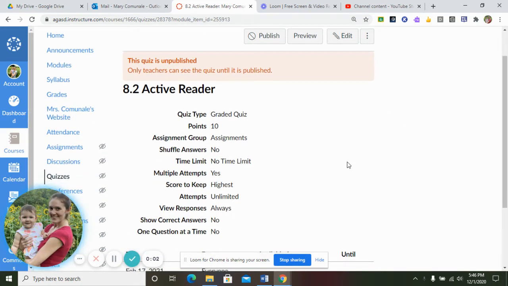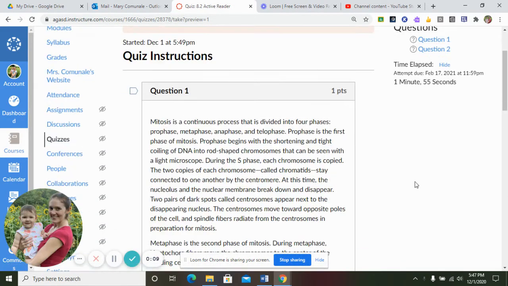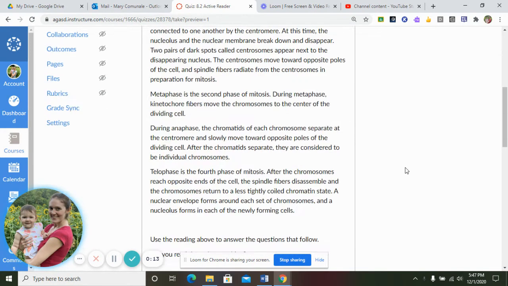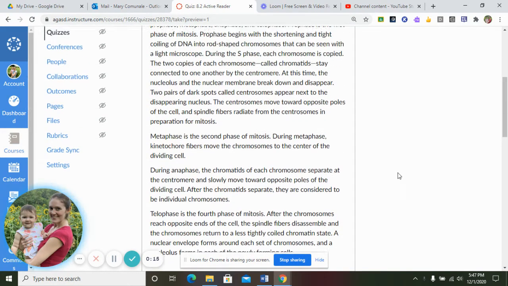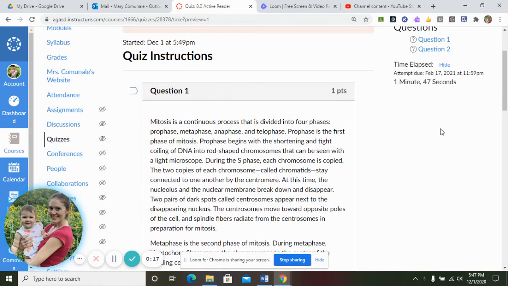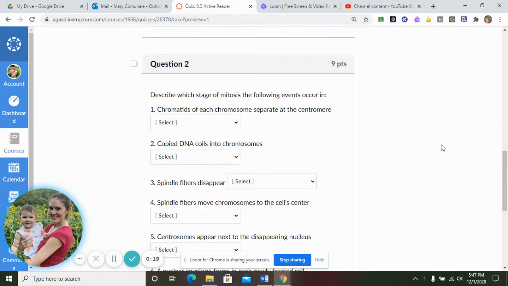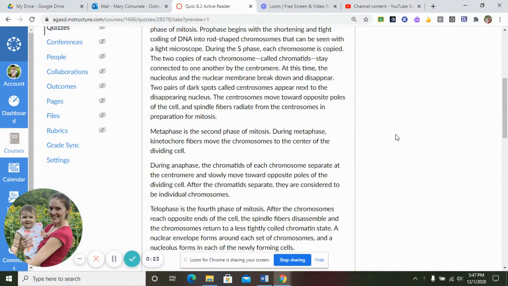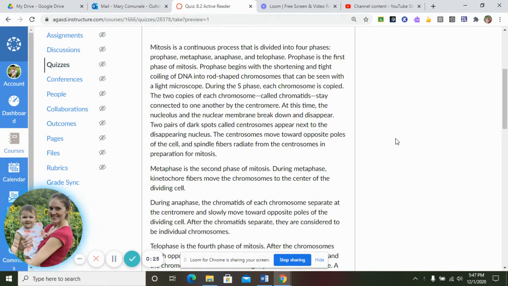All right, guys, today we are going to look at this 8.2 active reader. It's worth 10 points. And you've done these before. You go through, you read the paragraph, and you answer the questions that follow. So I did this one a little bit different. I have the reading as question number 1, and then the actual questions are in question number 2. So let's go through and just read our paragraphs here first.